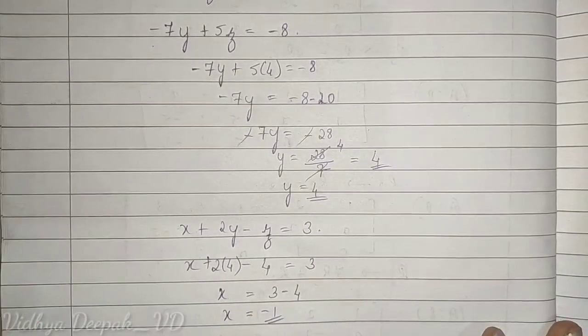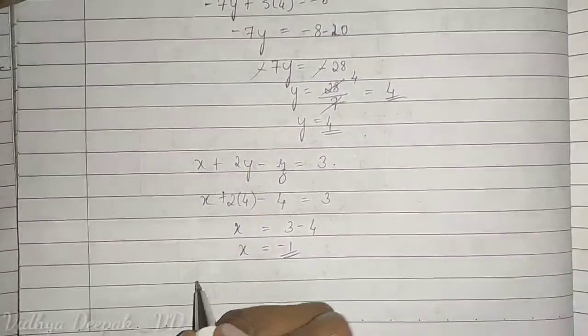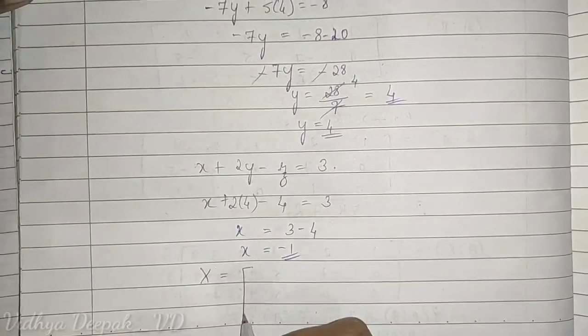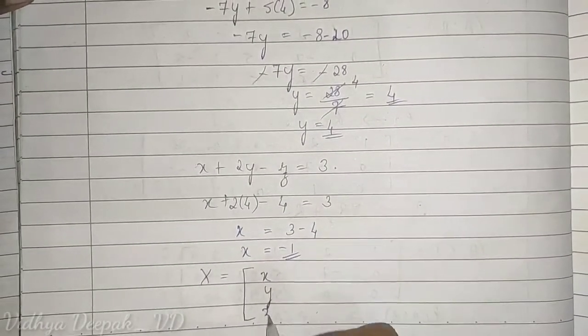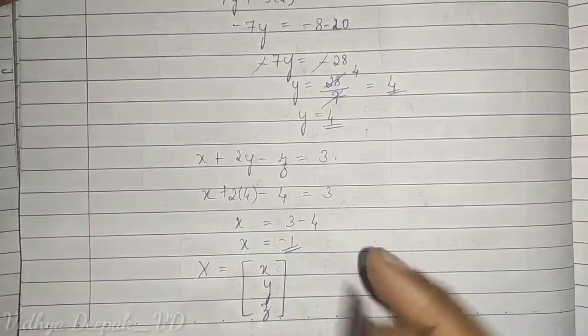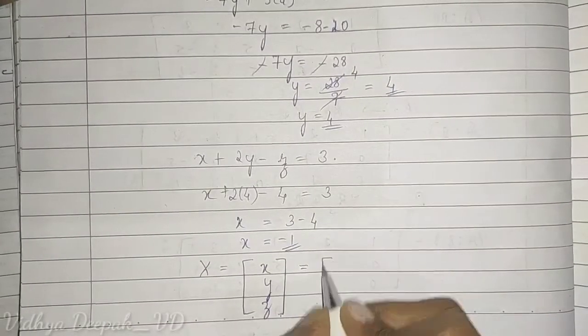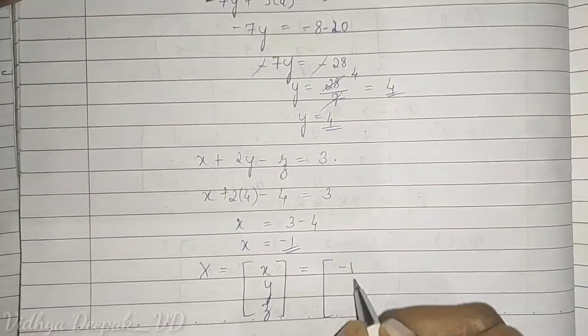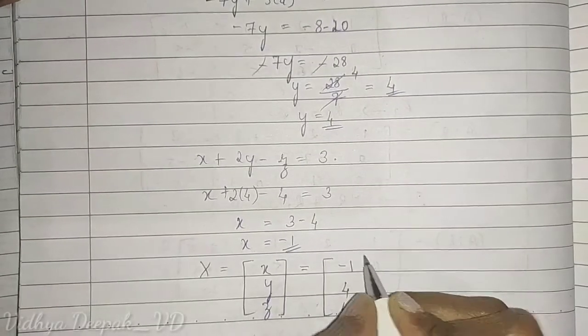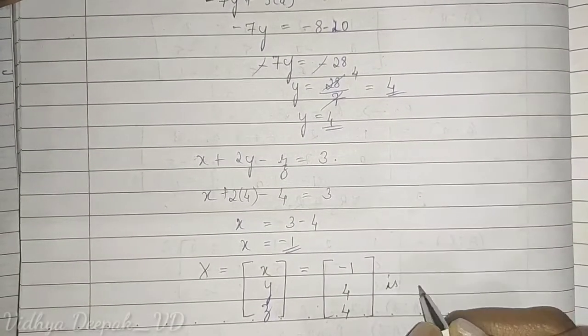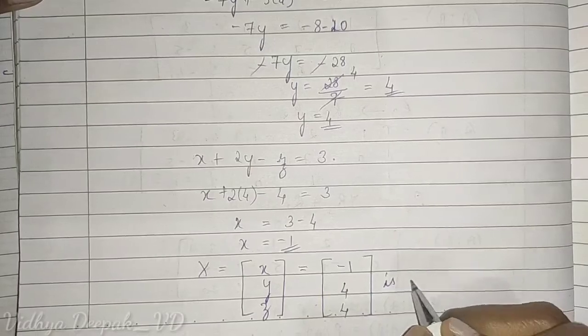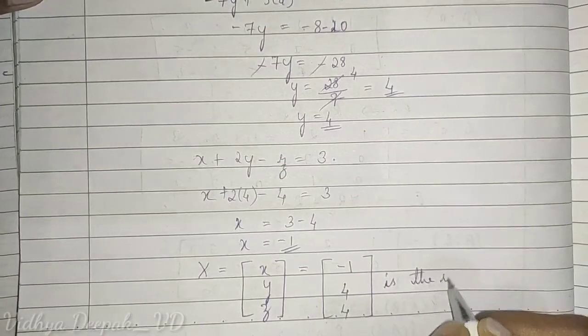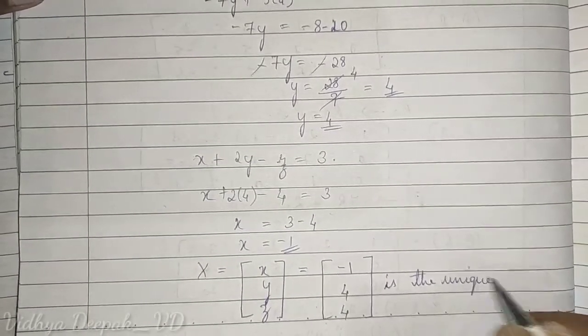So now we have to write this as a matrix capital X. So matrix capital X is nothing but x, y, z, the unknowns we are writing. So what was the x value we found out? Minus 1. y is 4, z is 4. This is your unique solution. Thank you.